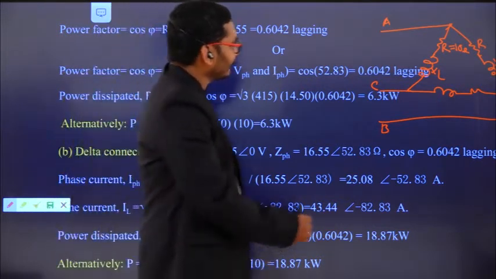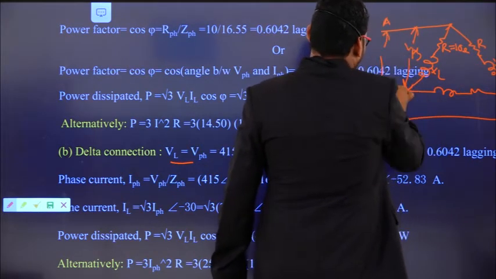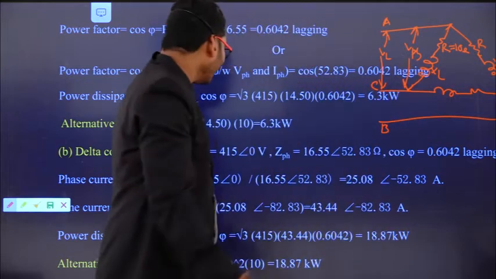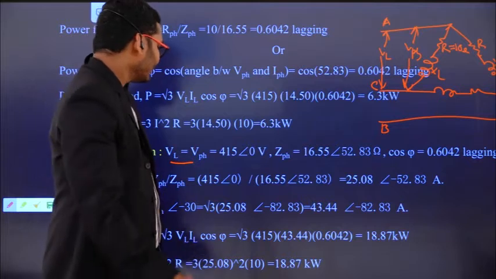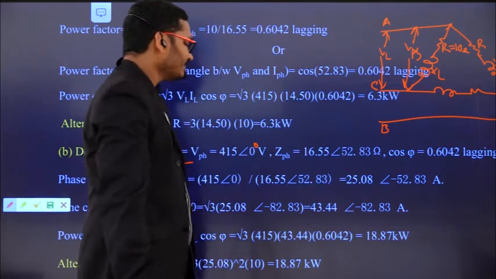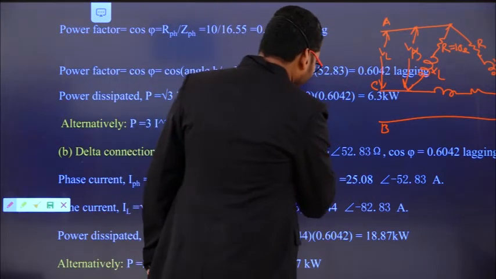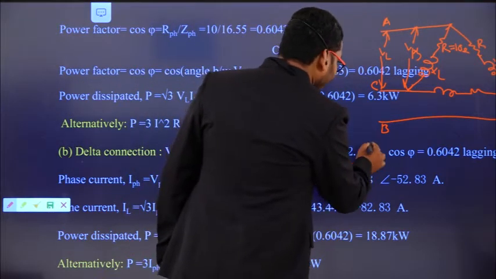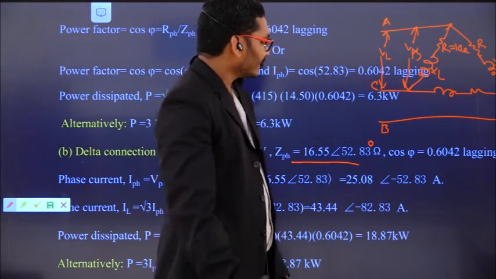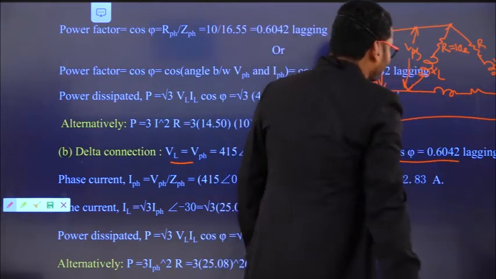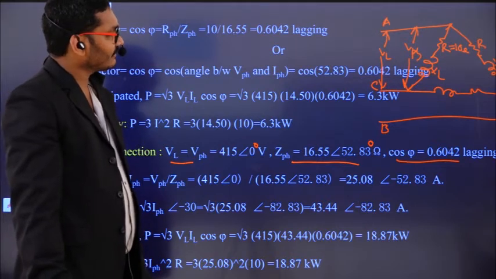But in case of delta connection, the phase voltage is also equal to the line voltage. Already we have discussed this, right? So the line voltage equals the phase voltage in a delta connected load. It means 415 at an angle 0 volts. Z phase we already found previously, because it is the same problem, so you can take those values. Z phase equals 16.55 at 52.83 degrees. The power factor also, the given load is the same, so you can take cos phi 0.6042 lagging.